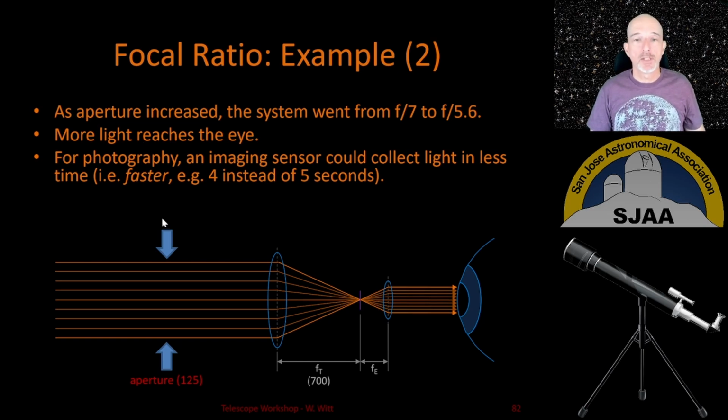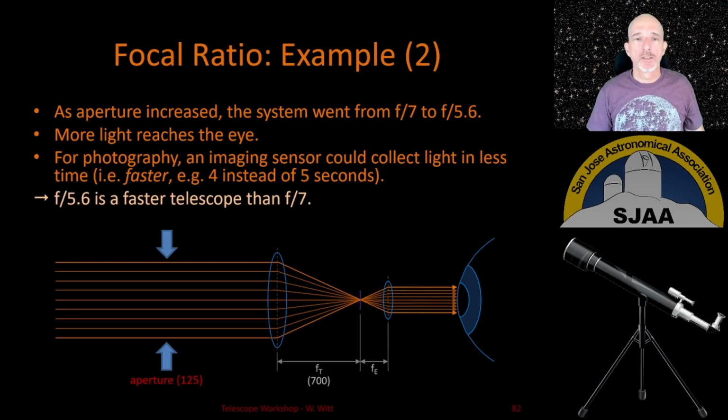This is pretty obvious, right? Because I've actually made the aperture larger, I am collecting more light, and therefore the image that the eye is seeing has become a little bit brighter. And for photography, an image sensor could collect light in less time. So if you previously, with the f7 system, had to leave the camera shutter open for 5 seconds, now, with the larger aperture, you're collecting more light. Maybe you can get away with only 4 seconds of exposure. So this is pretty straightforward.